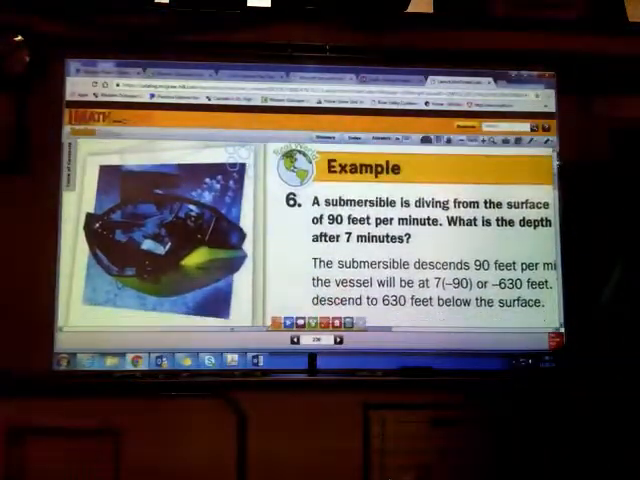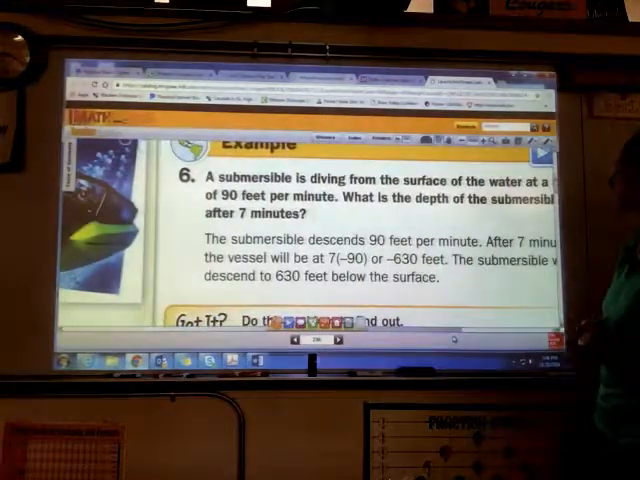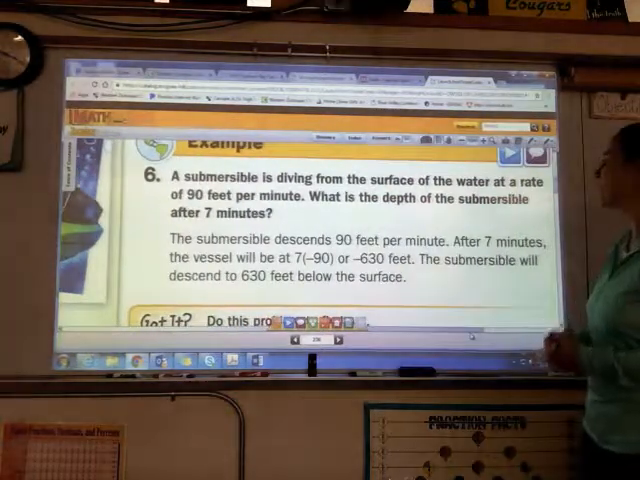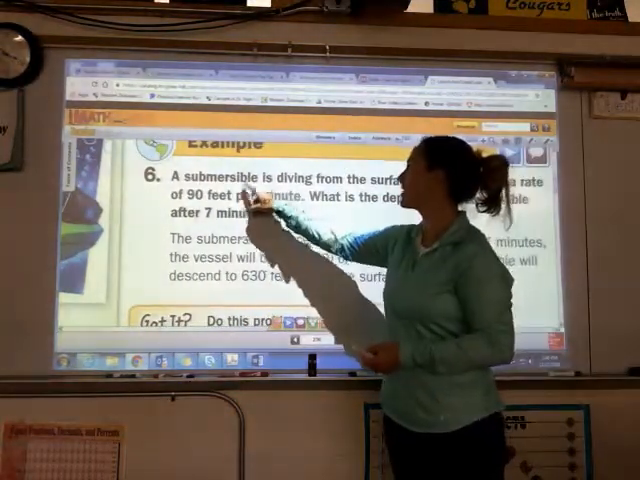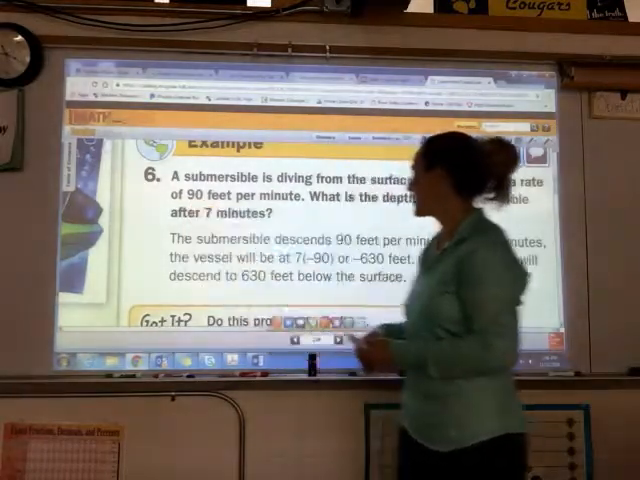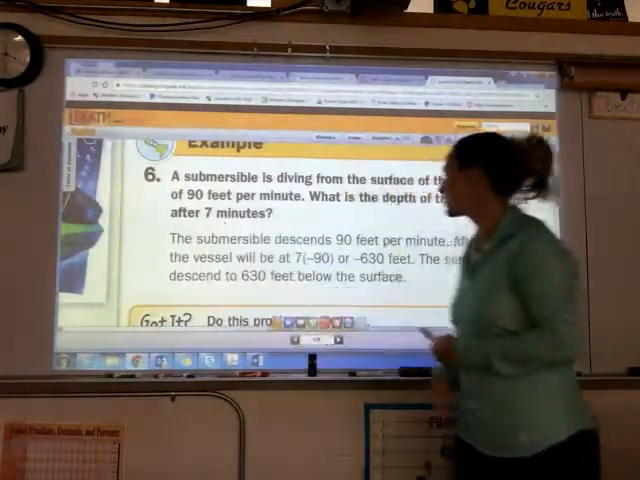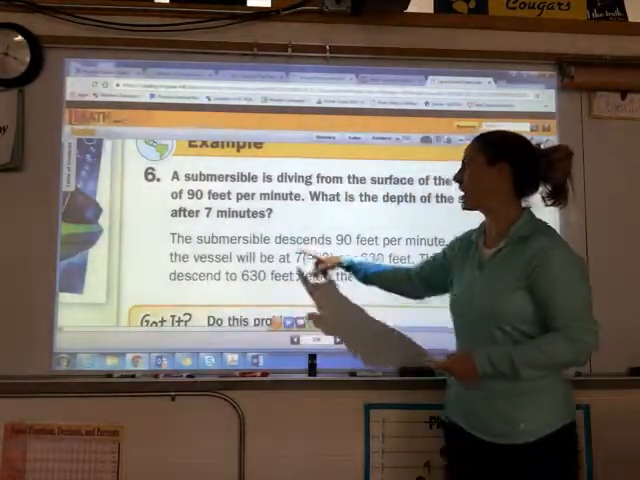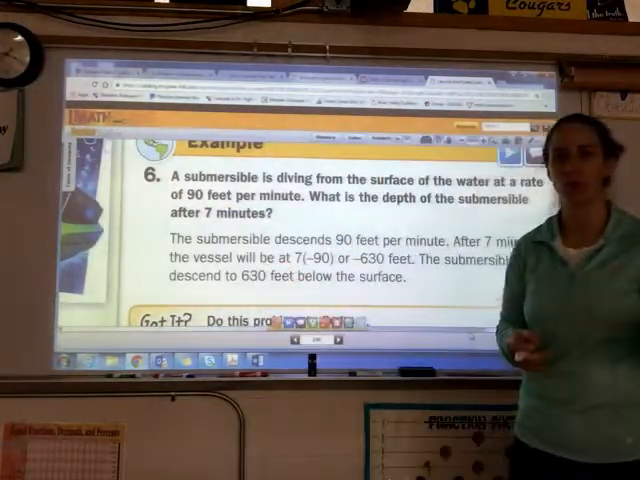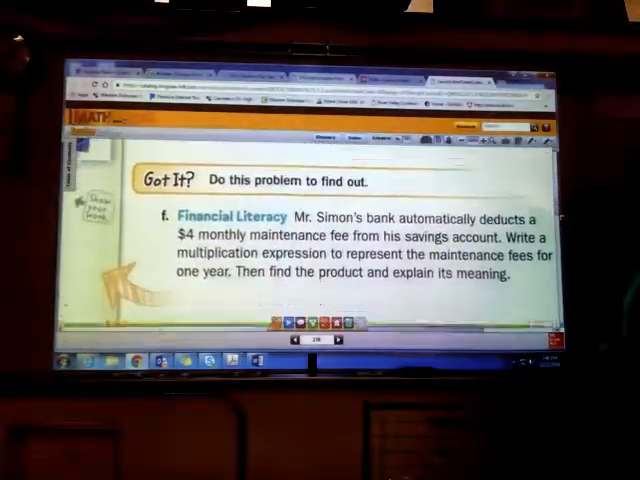Taking a look at the top of 236, they're giving you a real life example. It says a submersible is diving from the surface of the water at a rate of 90 feet per minute. Remember, we're looking at a submersible diving from the surface, meaning they're going down, which means this is going to end up being a negative number. What is the depth of the submersible after 7 minutes? So you can see they're taking negative 90 again because they're going down, times 7 because we want to figure it out over the course of 7 minutes. So they come up with negative 630 feet.